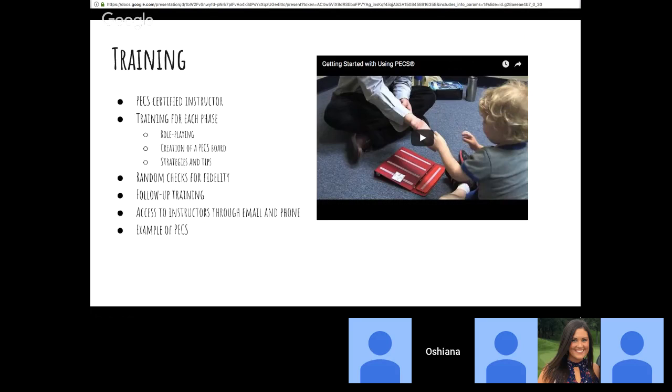There'll be follow-up training to go over anything that pops up that they may want further training on, or concerns or questions they might have. They'll have access to instructors throughout the training procedures, and they'll have plenty of examples of PECs. This video will also be an example of what PECs looks like.